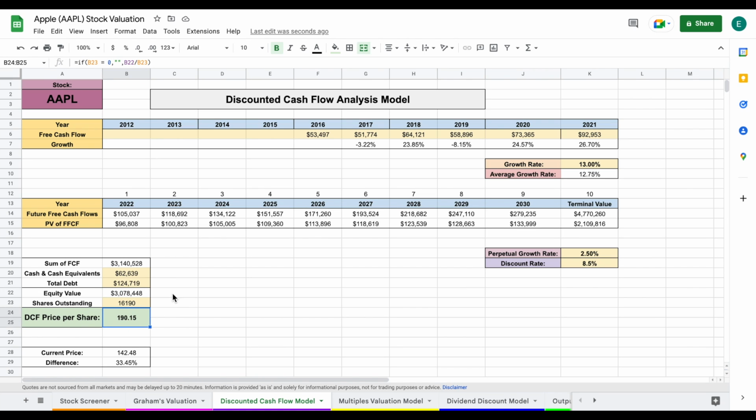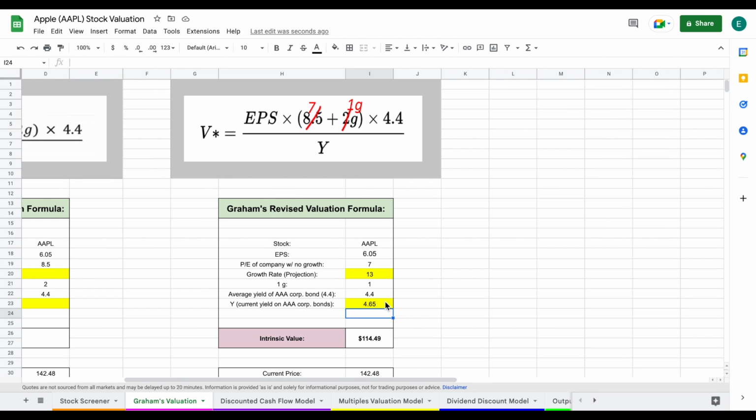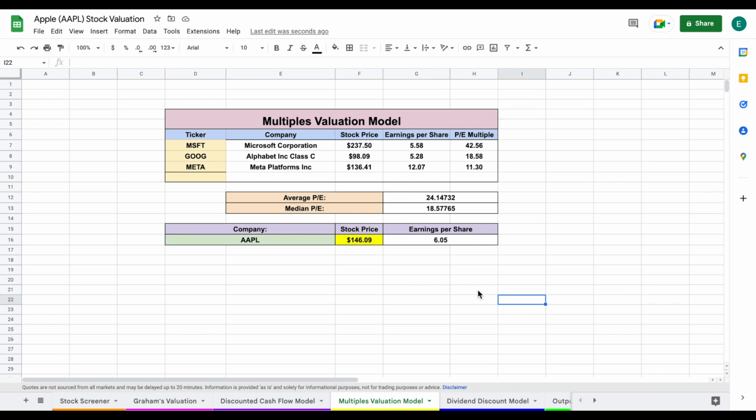Now, that's pretty interesting because we saw with Graham's valuation, if our current yield on AAA corporate bonds was 2.8, like it was this year, it would be sitting at 190. But let's go ahead and keep moving forward, and we'll look at our multiples valuation.